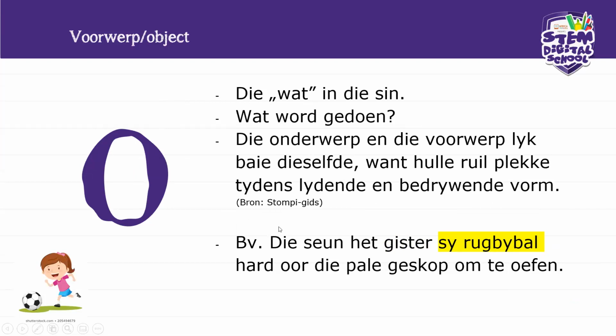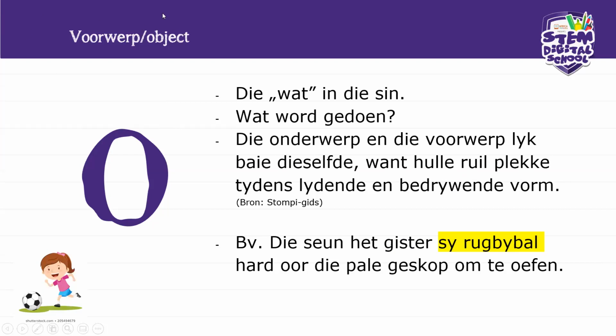Now, according to the Stompie-GIDS, die onderwerp en die voorwerp lyk baie dieselfde. The subject and the object, sorry, often look very much the same. Want hulle ruil plekke tydens die leidende bedrywing vorm. In the active and passive voice, because they will change there. So in the active and passive voice, the subject and object actually switch places, and therefore it might look the same. That is an important thing to keep in mind.